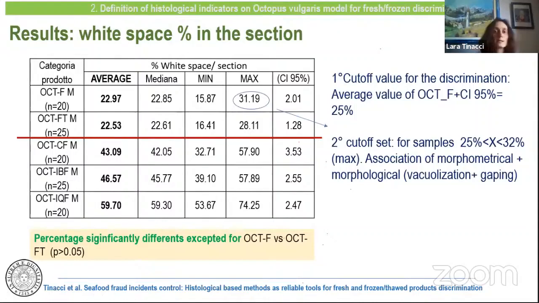Finally, about the white space percentage in the section of the mantle, it allowed us to find again a cutoff value for the discrimination between fresh and frozen that was set at first at 25%, but considering that the range of the white space percentage in the fresh tissue reached sometimes the 31%, we applied a second cutoff that was settled between 25% and 32% of white space percentage, associated with the presence of a clear vacuolization of the tissue and a clear gaping of the tissue.